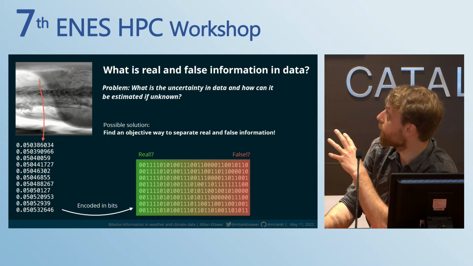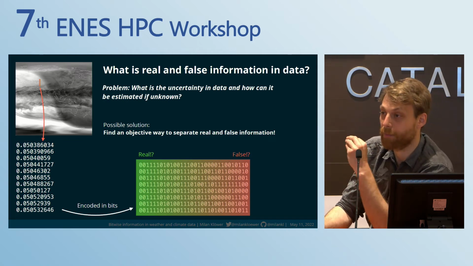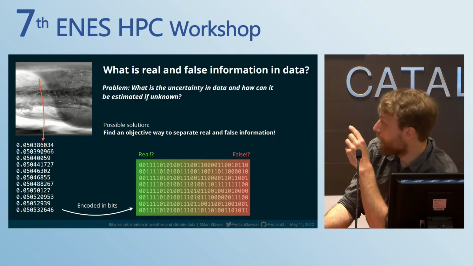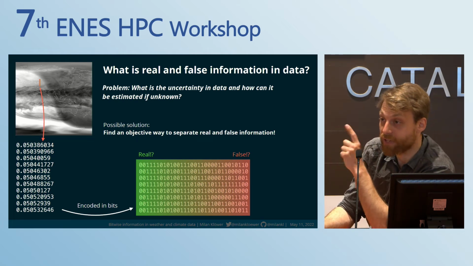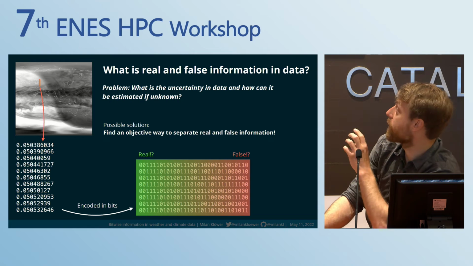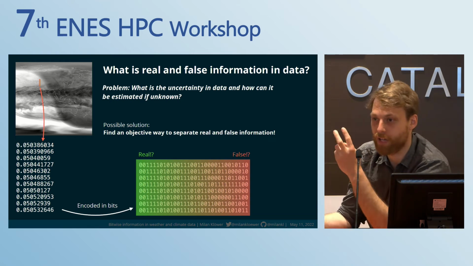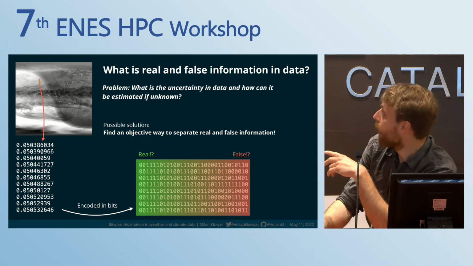So the question is really, is there an objective way that we somehow find a metric that tells us, if we look, for example, at the bitwise representation of that, which of these bits are actually real and we should keep them, and which ones are kind of false, and you wouldn't even realize if they were all zero anyway.